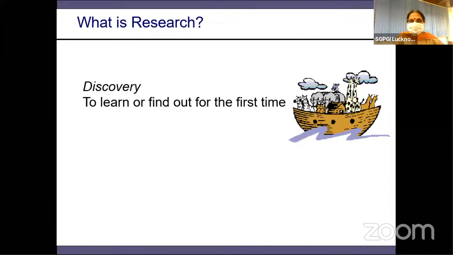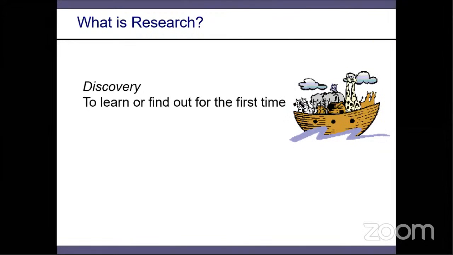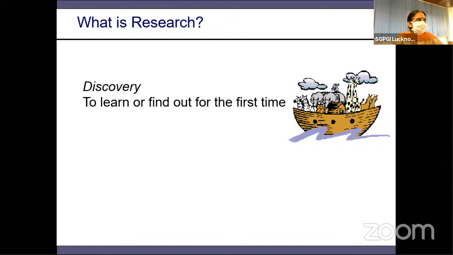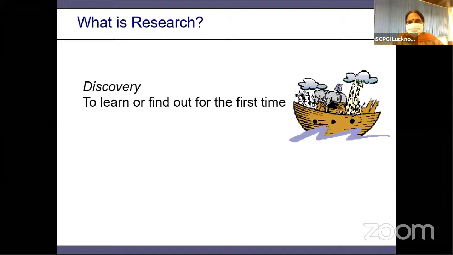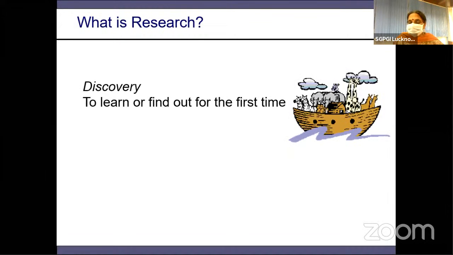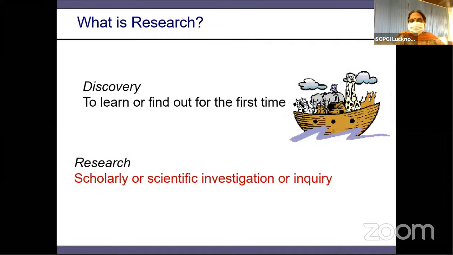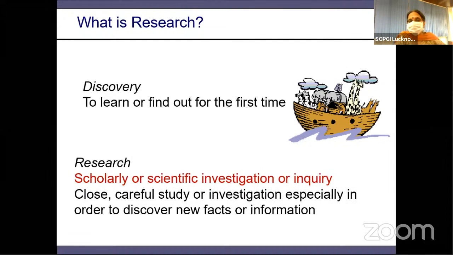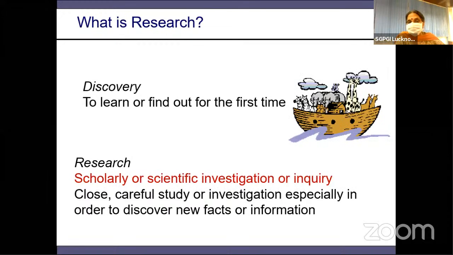Thank you. If you look at the difference between research and discovery, discovery is like Charles Darwin saw something and we thought of it, or we can just discover something out of the blue. Whatever we find for the first time, we say we have discovered it. But research is not that easy. Research is a very scholarly or scientific activity. It needs very close, careful study in an orderly fashion to discover new facts or new information. So it cannot be done in a hurry. It needs time, energy, money, everything.